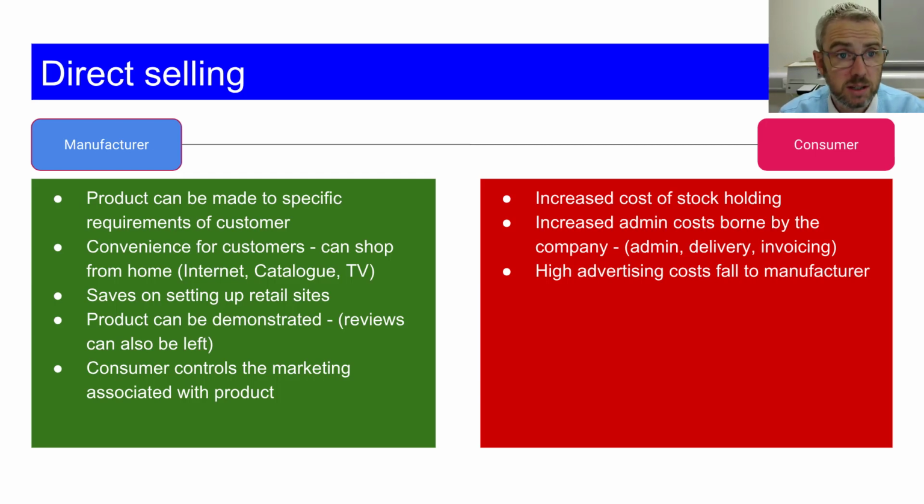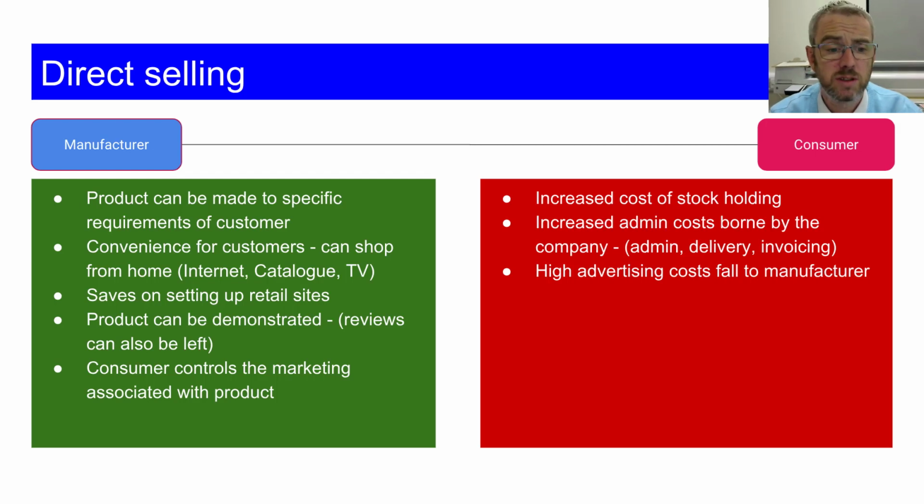The product can be demonstrated through direct selling. Something that's quite a new concept over the last couple of years is that if you shop on ASOS, you can see somebody walking up and down a catwalk. You can also start looking at reviews. I know I certainly do if I'm looking to buy a product on something like Argos or Amazon. I read the 4 stars, the 5 stars, and if somebody's written something nasty about it, it may make me think twice. So you can demonstrate the product, you can see it, and then you can hear opinions about it. So that's a good thing.